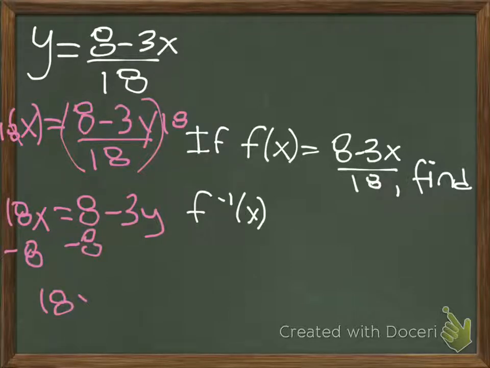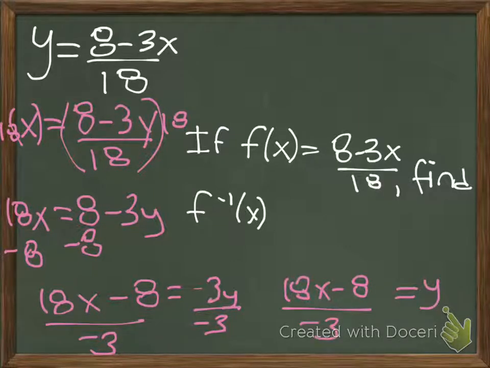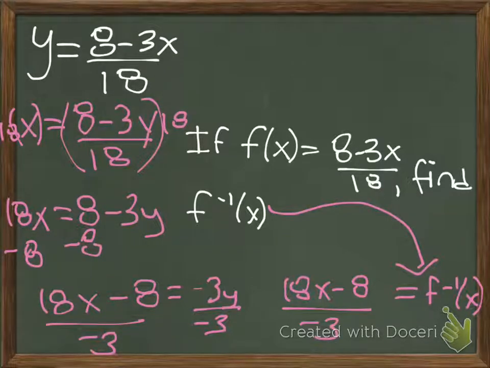So we have 18x minus 8 equals negative 3y. And then divide everything by negative 3. And you would have y equals 18x minus 8 over negative 3. In our final answer, we're going to put in f to the negative 1 of x for y. So this would be my answer.